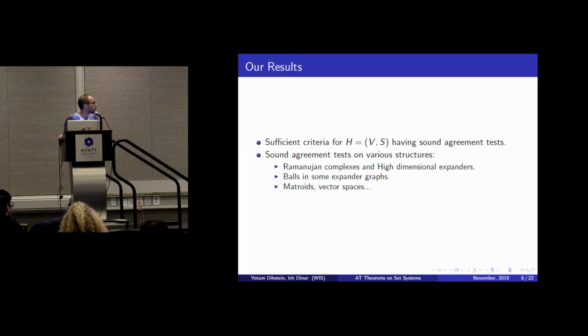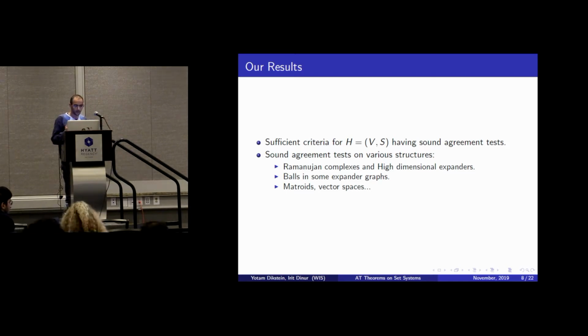So what are the results that we had? Essentially, we found sufficient criteria for set systems to have sound agreement tests. These sufficient criteria are given in a spectral sense. What we do is take the set system and derive from it a bunch of graphs, and if all these graphs are expander graphs, then this implies that our set system has a sound agreement test defined on it.